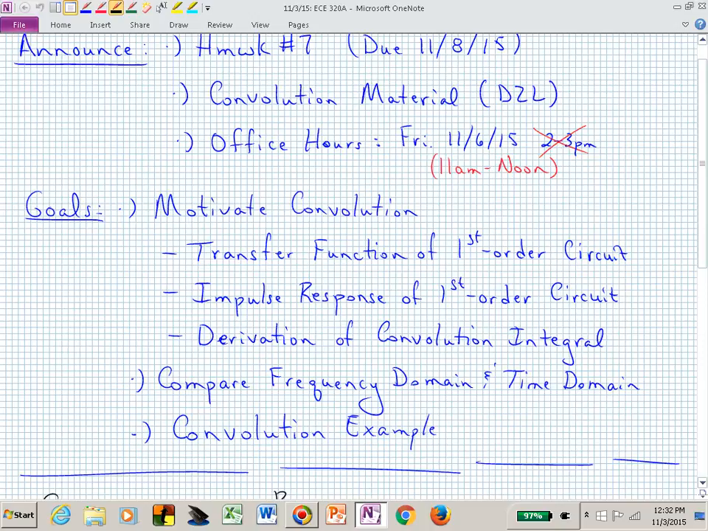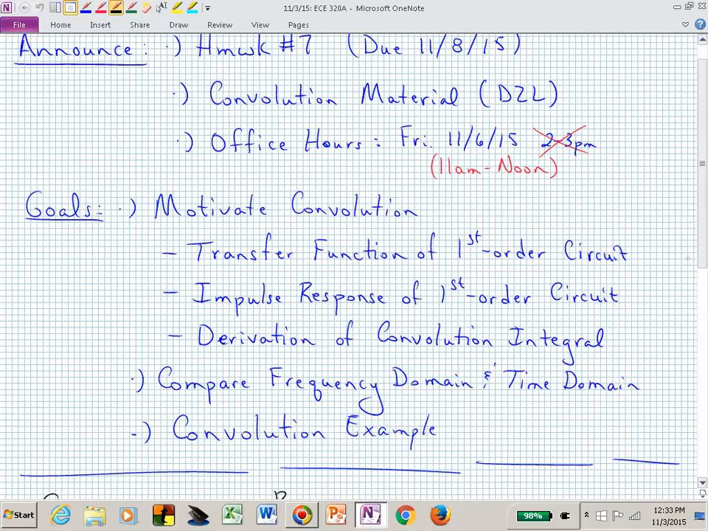Today, I want to motivate convolution by looking at a first-order circuit, finding its transfer function, finding its impulse response. I will try to derive somewhat intuitively the convolution integral so that you get a feel for where these terms are coming from. Why are the arguments on one of the waveforms flipped and shifted? One of the notes that you have on D2L is concerning flipping and sliding, not slipping and sliding, but flipping and sliding, and intervals and limits. And hopefully those will make sense when you look at those.